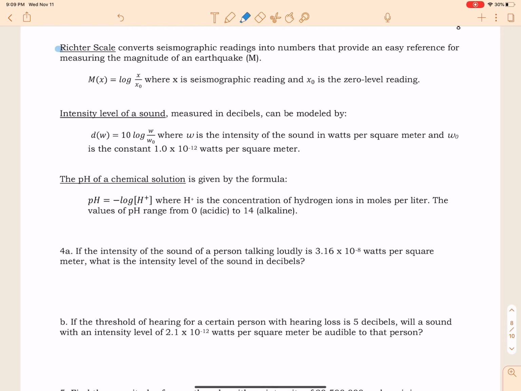The first one we're going to talk about is the Richter scale, and remember this is a measurement of the magnitude of an earthquake. We use the Richter scale to determine what the magnitude of an earthquake would be. So that formula is right here. So we're going to talk about that.